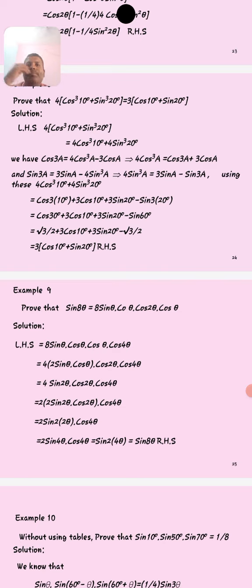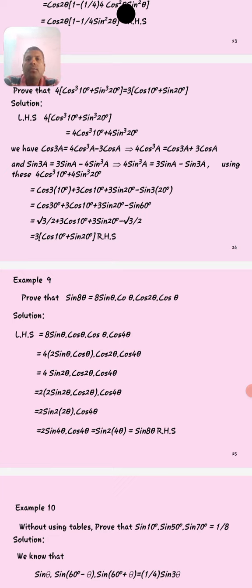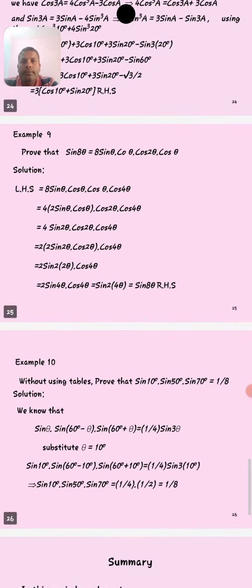Okay, now cos 30 degrees plus 3 cos 10 degrees plus 3 sin 20 degrees minus sin 60 degrees. Here the cos 30 value is root 3 by 2, plus 3 cos 10 plus 3 sin 20, minus sin 60, whose value is root 3 by 2. Root 3 by 2 minus root 3 by 2 cancels. We take the common 3 outside and get cos 10 degrees plus sin 20 degrees. This is the RHS part.